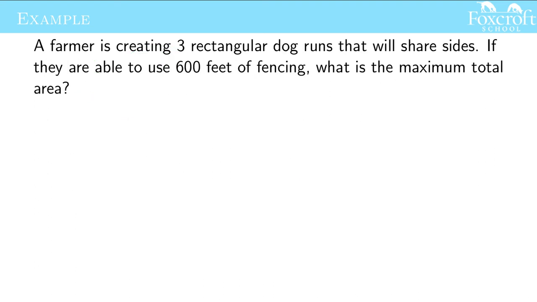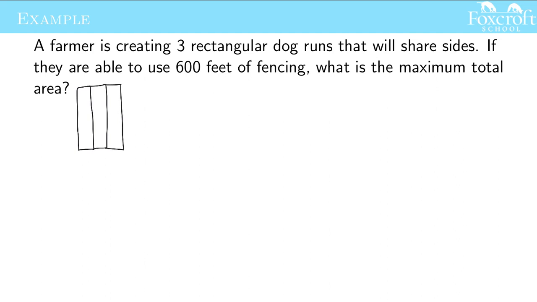All right, so here, farmers are creating 3 rectangular dog runs that will share sides. If they're able to use 600 feet of fencing, what is the maximum total area? So this one looks a lot different, but it'll end up being pretty similar. If we have these 3 dog runs, they're rectangles, and they're going to share sides, so they're going to look like this.